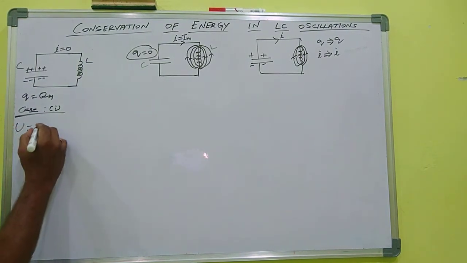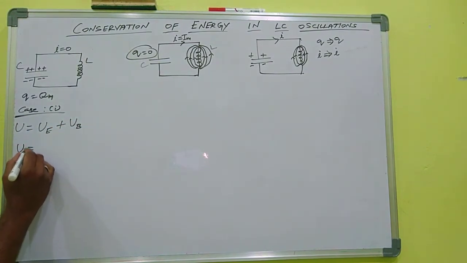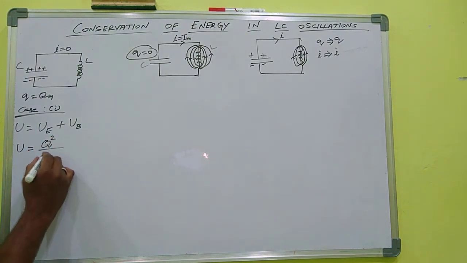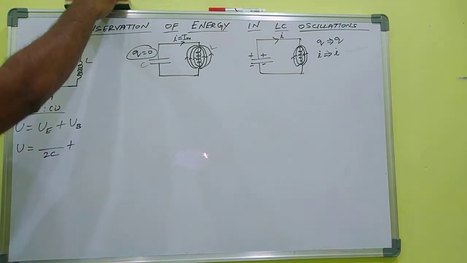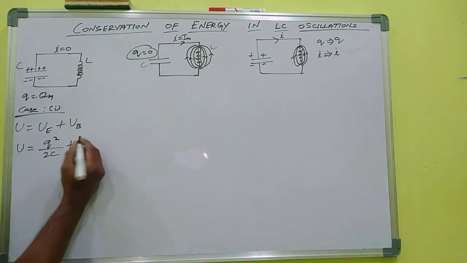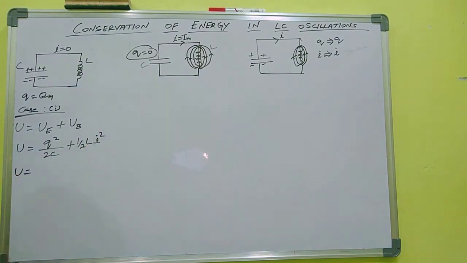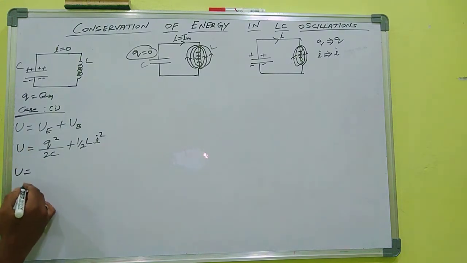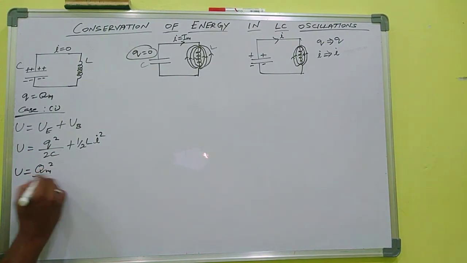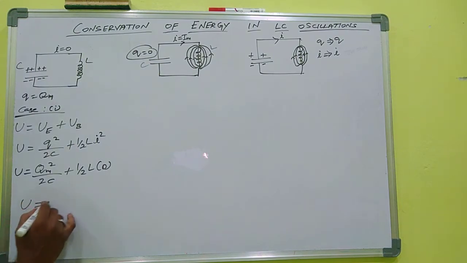The total energy of the system is the sum of the electrical energy and magnetic energy. So U is equal to, the formula to find the electrostatic potential energy is q square by 2C, here we use small q, and the formula to find magnetic potential energy is half L i square. Here the charge is maximum, the capacitor stores the maximum amount of charge in this case. So instead of q, we write Qm square by 2C plus half L, the current is 0 in this case, no current flows through the circuit. So the total energy at that instant is Qm square by 2C.